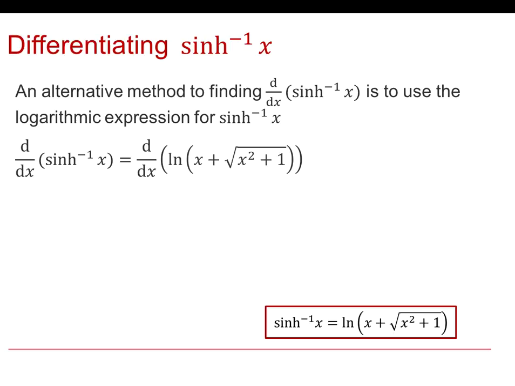An alternative method to finding the derivative of sinh to the minus 1 of x is to use the logarithmic expression for sinh to the minus 1 of x, as given here and which we covered in the previous video. Therefore you would substitute that in, and using the chain rule really carefully, you should try and do this yourselves to get the same answer as the previous method, or you could look it up in the textbook.